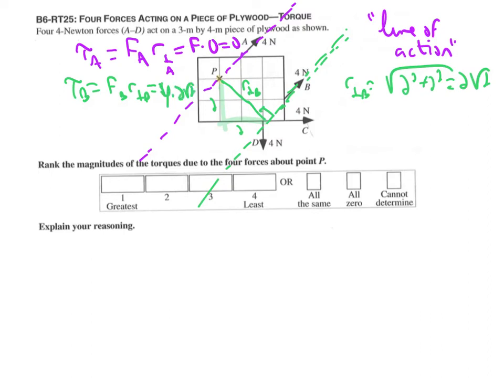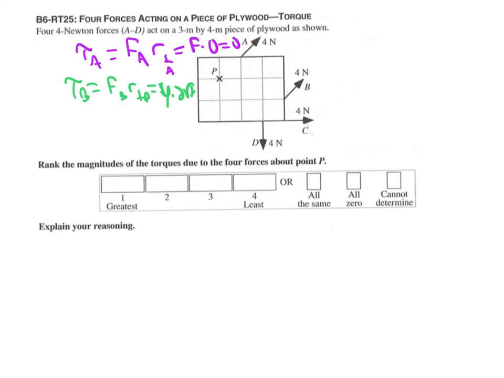If we look at C, this is getting kind of complicated, so I'm going to stop and clean up a little bit. All right. If we look at C, the line of action for C is that, and the shortest distance between that line of action and this point is this segment, which clearly has a distance of 2. And so the torque for C, which is the force of C times R perpendicular C, is 4 times 2.